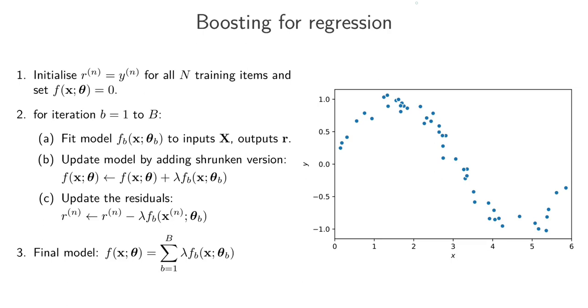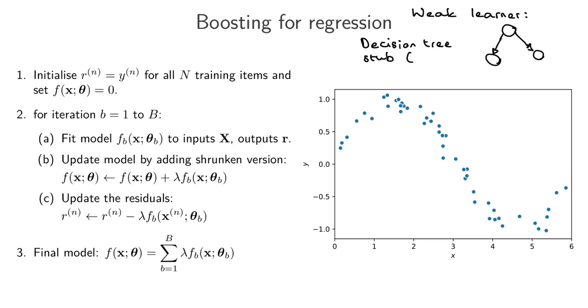In this example, I'm going to use as our weak learner, our basic building block model, a very, very simple decision tree. In fact, it's a decision tree with just a single node that can make a single split. This is sometimes called a decision tree stub. It's basically a decision tree with only one split.